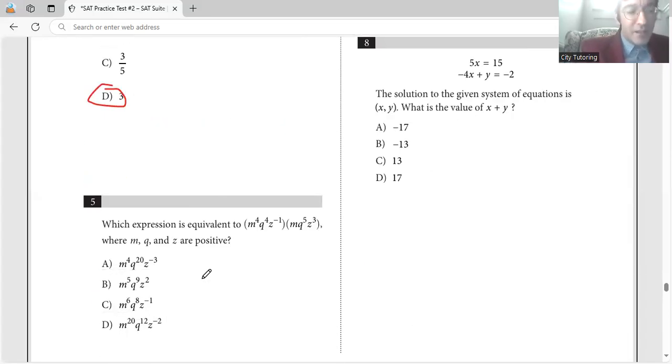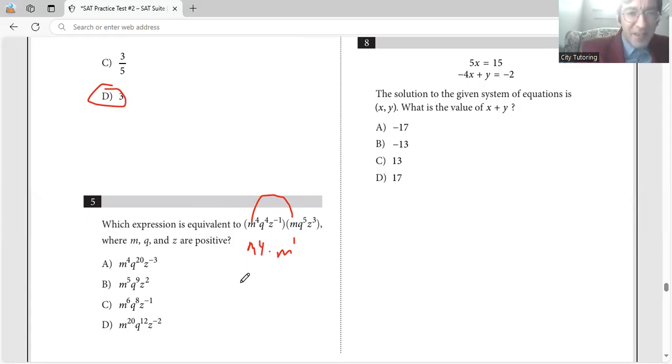Which expression is equivalent to this? They're multiplying monomials here. They expect m, q, and z to be positive, and they expect us to make the equivalent of this. What they're testing here is your laws of exponents. When you multiply exponents that have the same base, you add the exponents, right? So this is m to the 4th times m to the 1, which gives you m to the 5th.